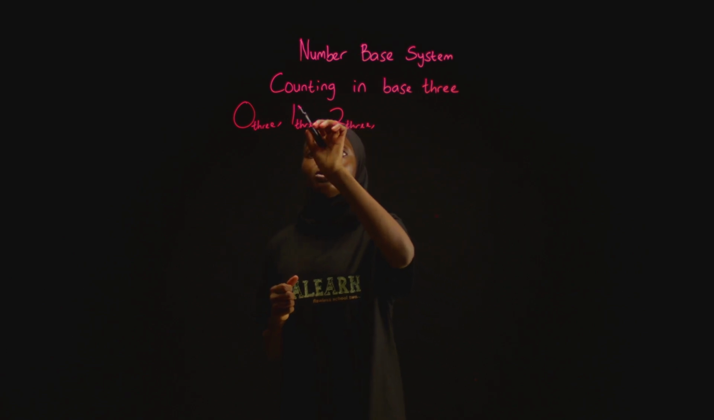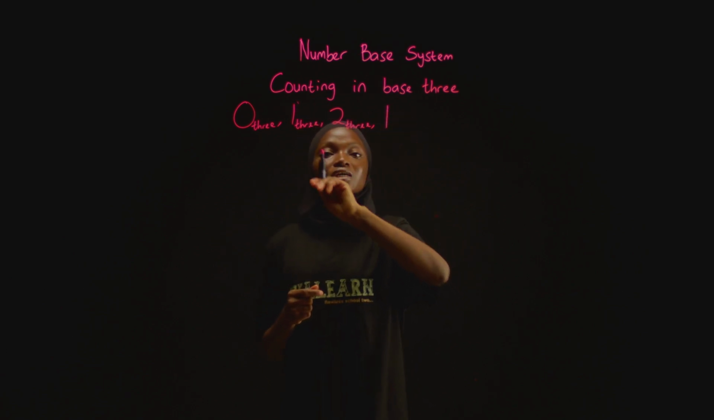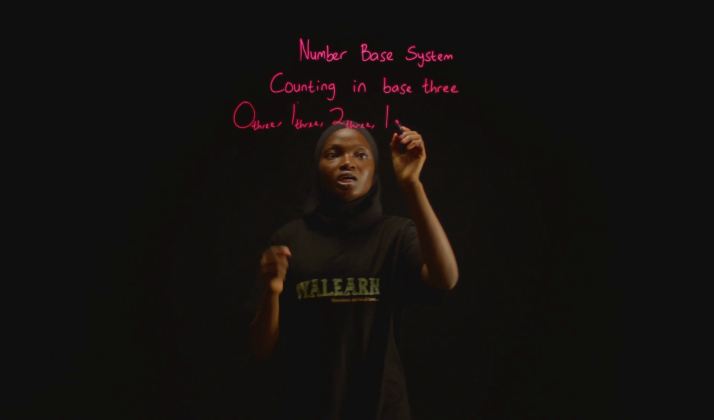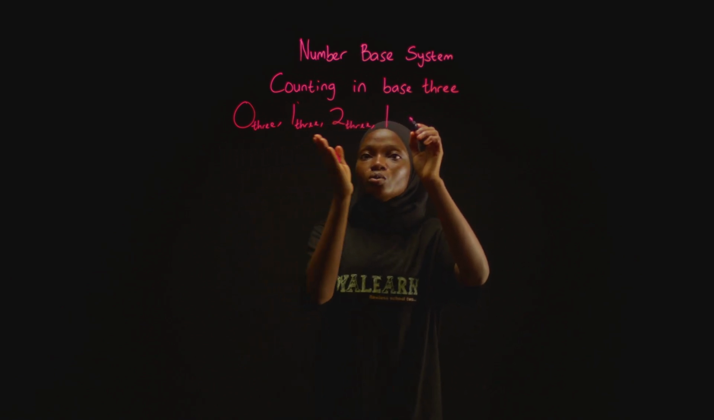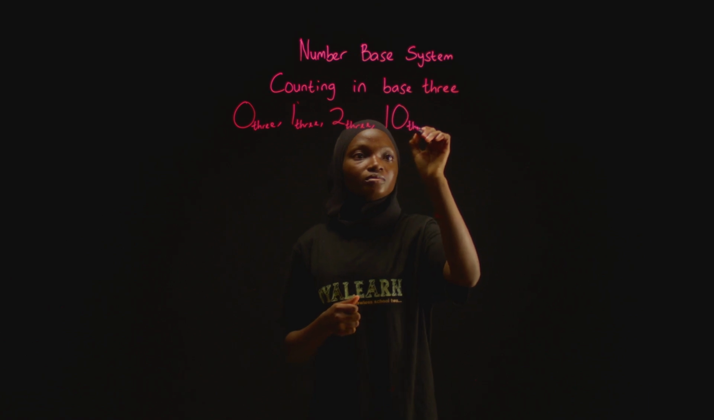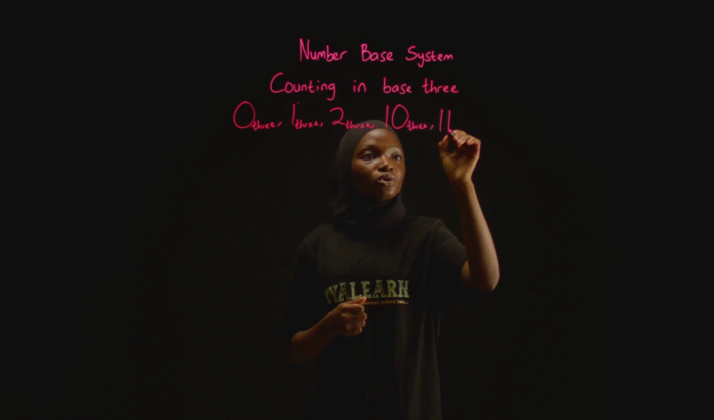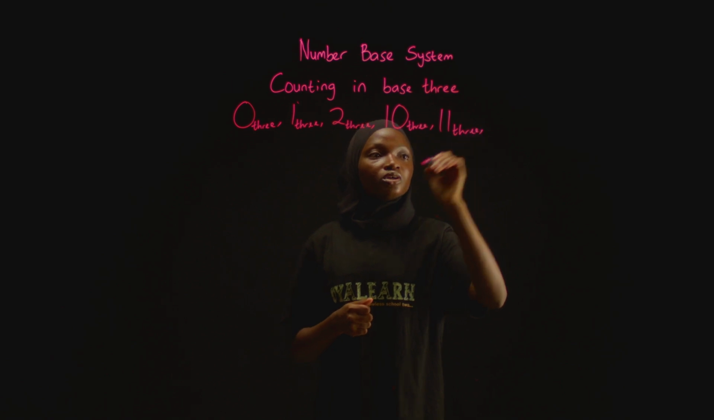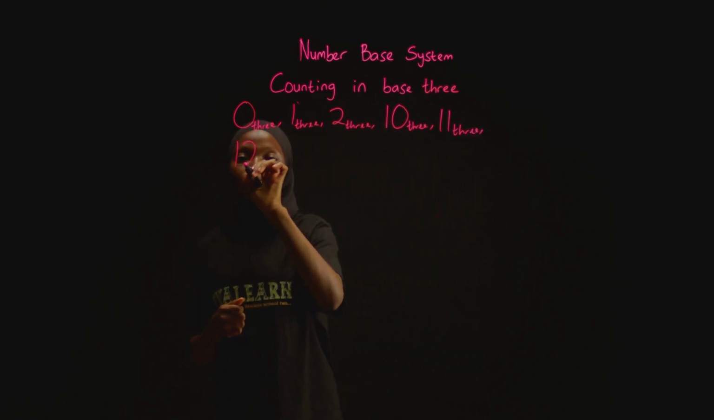And how do we start that? We take 1, which is the highest after 0. Then we combine it with all those digits again. So we have 1 0, base 3. You have 1 1, base 3. You have 1 2, base 3.